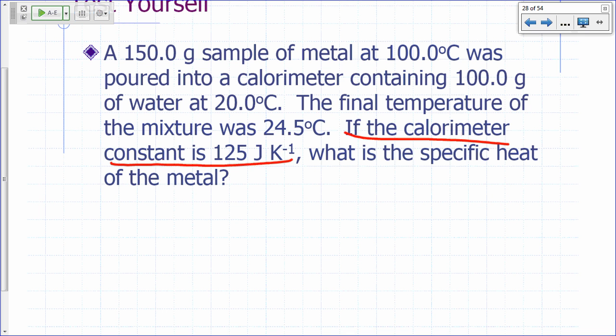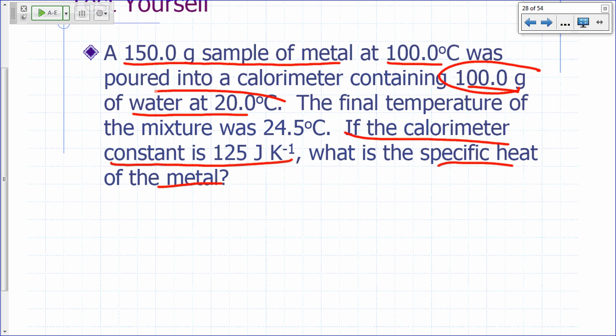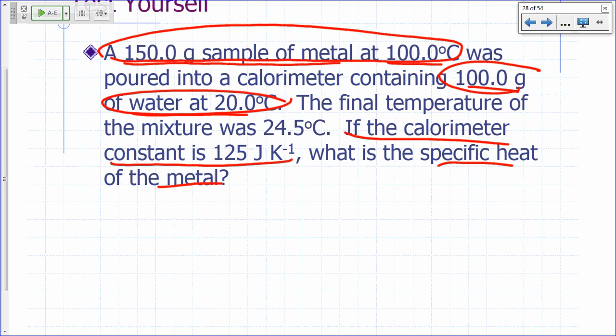joules per Kelvin. This time you mix a 150 gram sample of an unknown metal. Now you don't know the heat capacity; you're being asked for the specific heat of the metal. So this is now your unknown run. You pour it into a calorimeter containing 100 grams of water at 20 degrees. Your metal is hot, your water is cold. You know how much heat your water is going to absorb, you can calculate it, but as far as your metal is concerned, the specific heat is unknown. So what should we do?